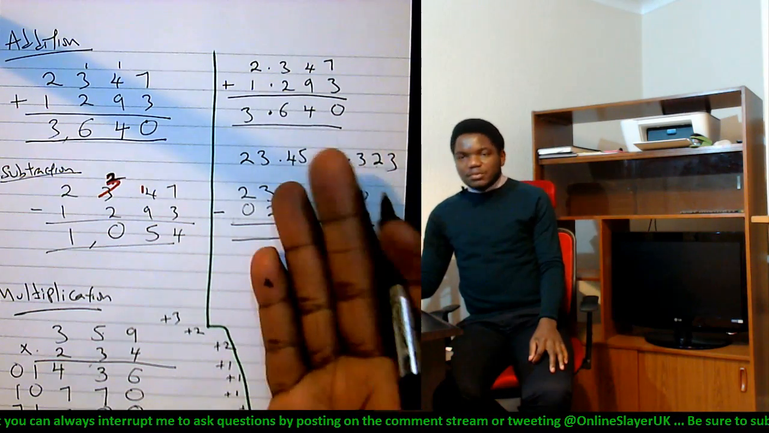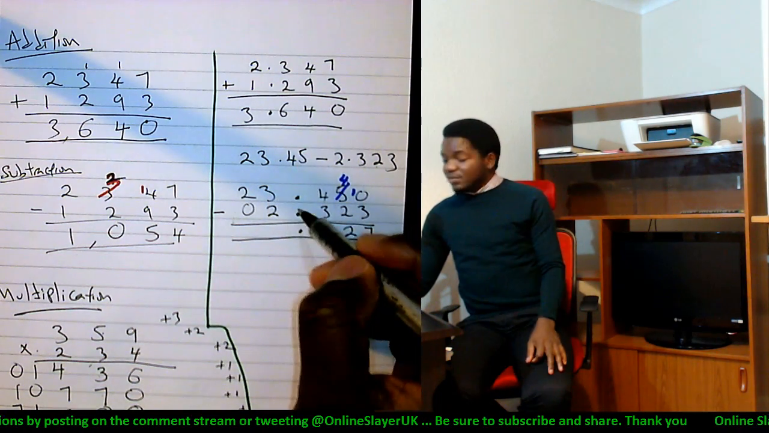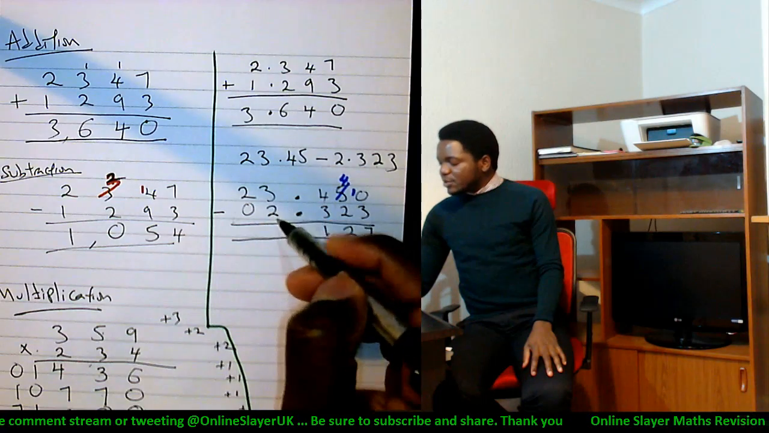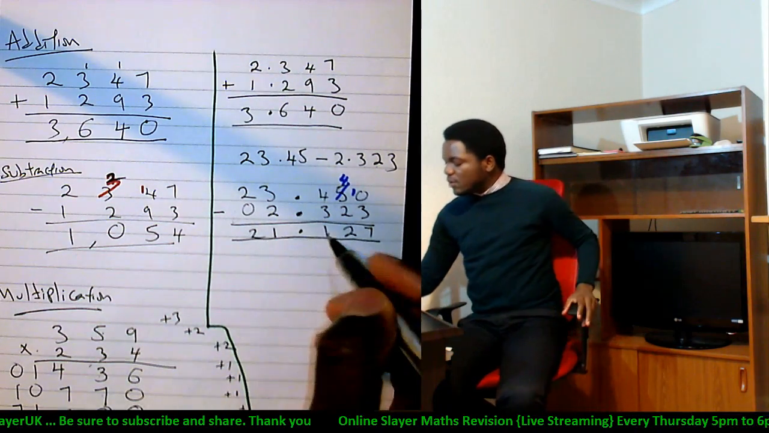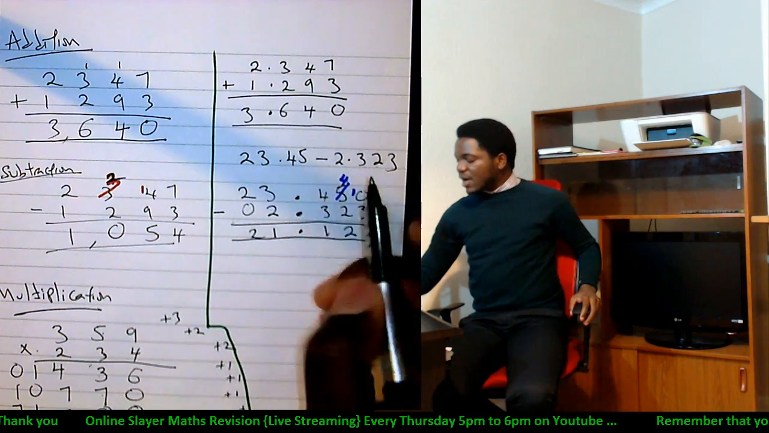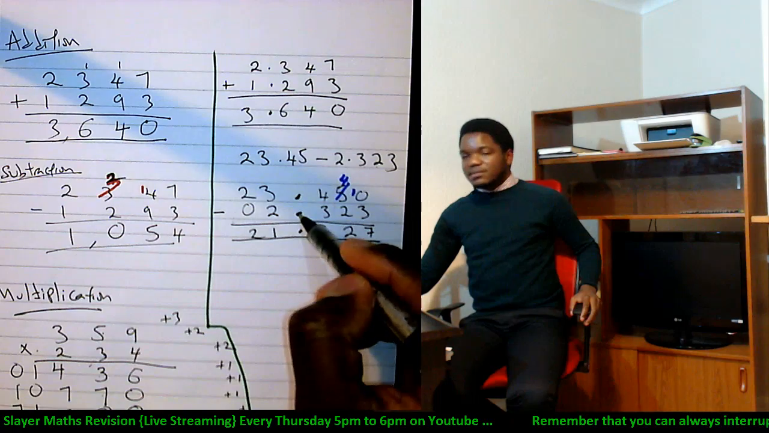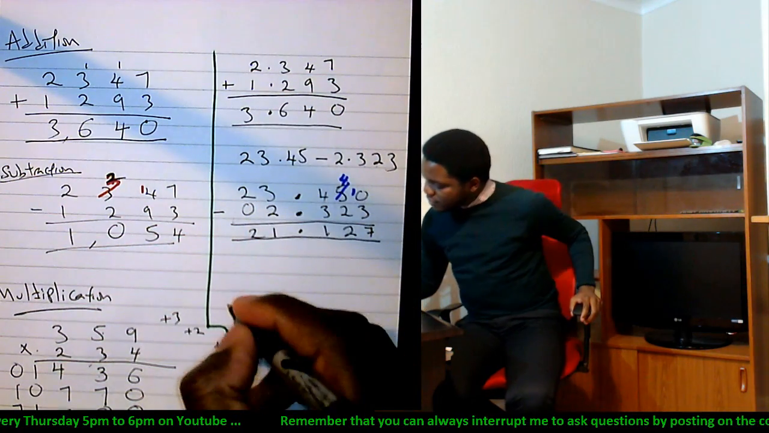Of course, you're just going to move on with your life. It doesn't matter if there's a decimal or not. You're just going to move on. 3 minus 2 is 1. 2 minus 0 is 2. And that's the answer. 21.127. Straightforward. Just make sure you arrange it in order of decimal place so you know you're putting the right things under the right place. Multiplication.